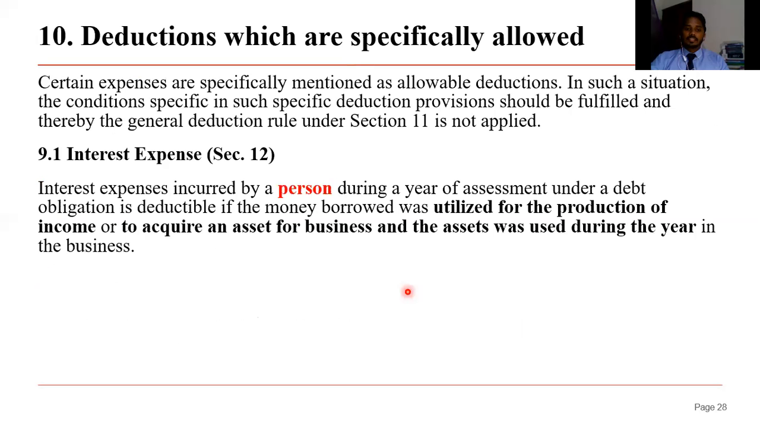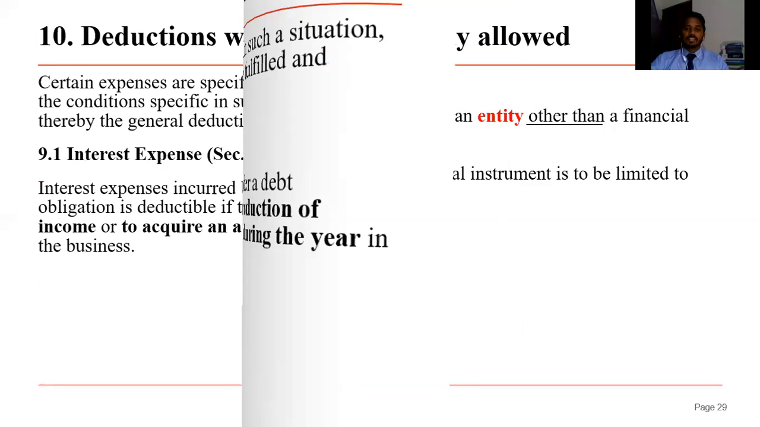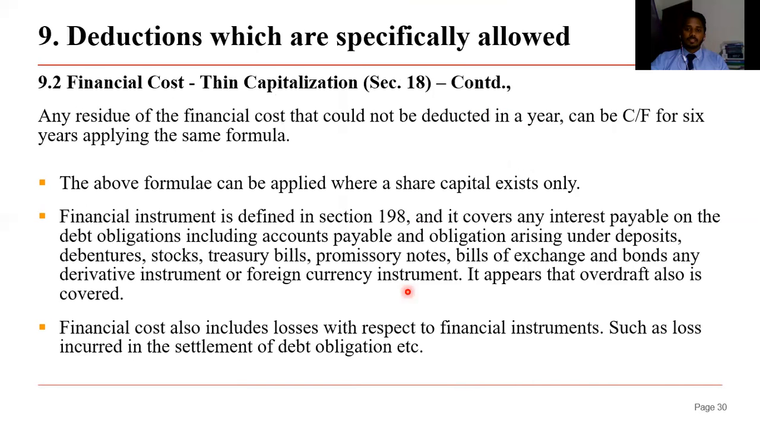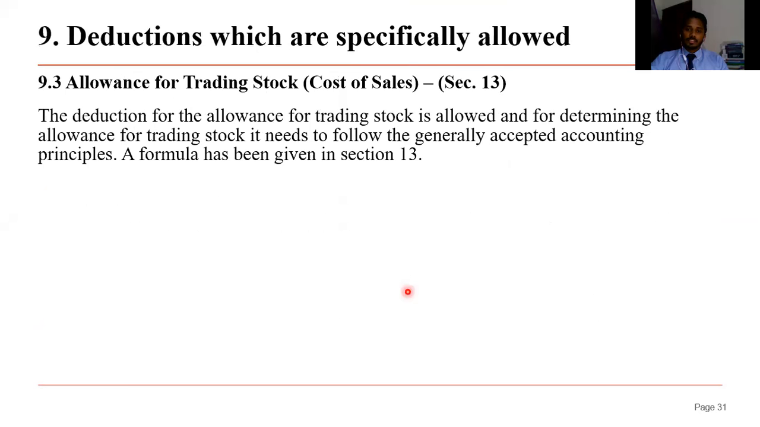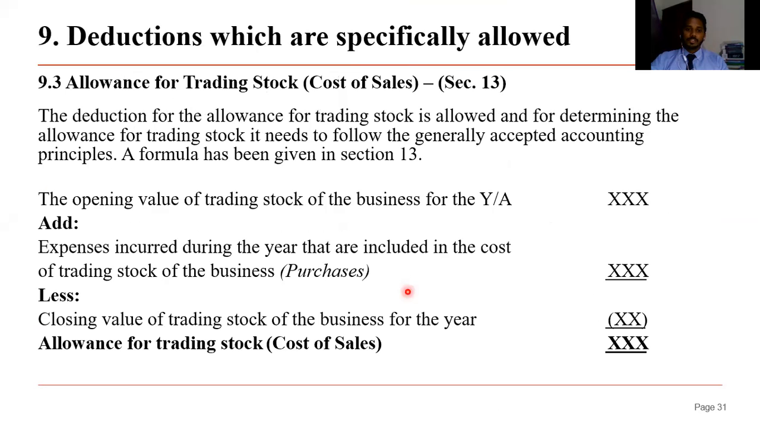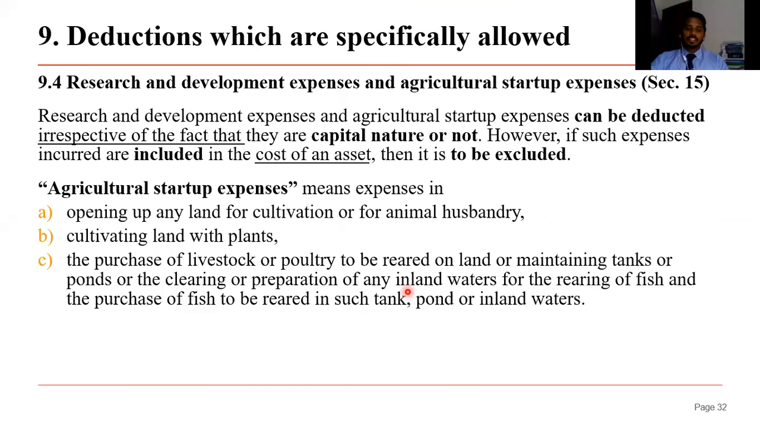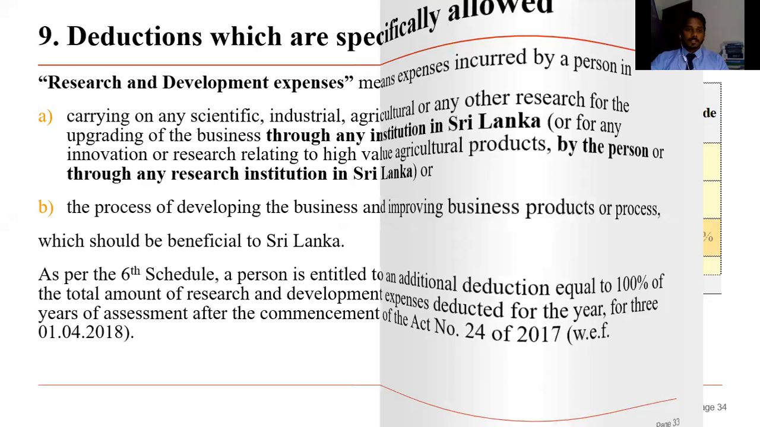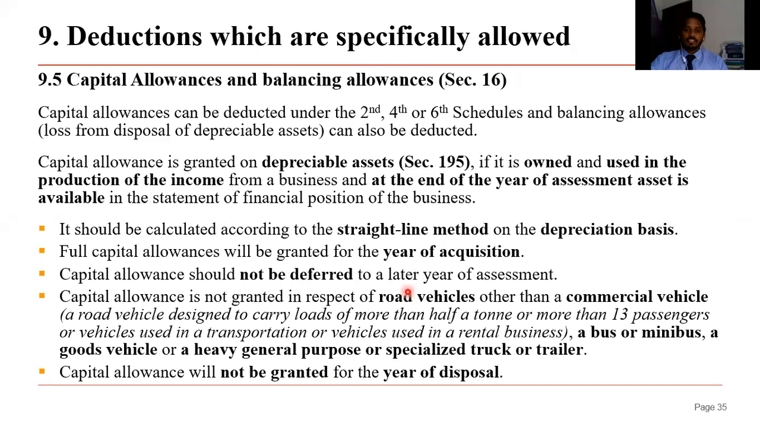And here we discussed interest expenses, the normal rule for the person, and the capitalization, and the finance cost capitalization adjustment, and the trading stock adjustment, cost of sale we call it. Then we discussed research and development expenses and agriculture startup expenses, and then the capital allowances and balancing allowances.